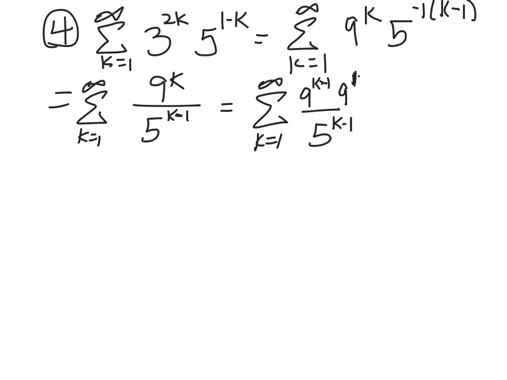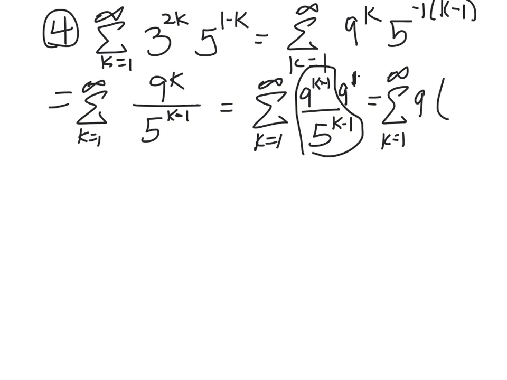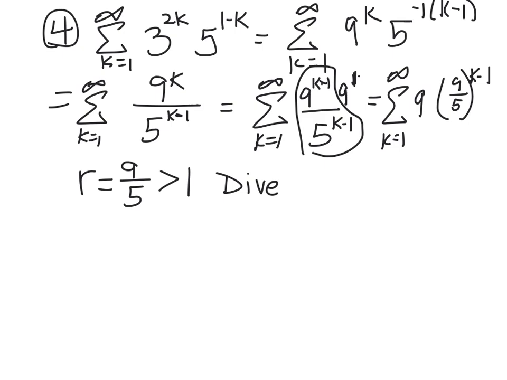And so now, these k minus 1 things, they have the same power, so I could put them together, and I could rewrite this as the sum from k equals 1 to infinity of 9 multiplied by 9/5 raised to the k minus 1 power. So what does that mean? Well, my r is 9/5. That's what I'm multiplying from term to term, which is a number greater than 1. Therefore, the series diverges.